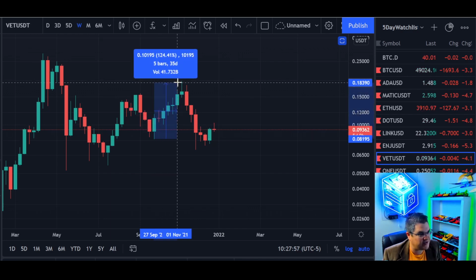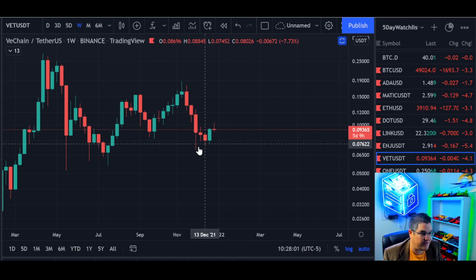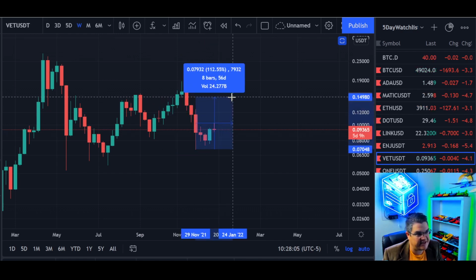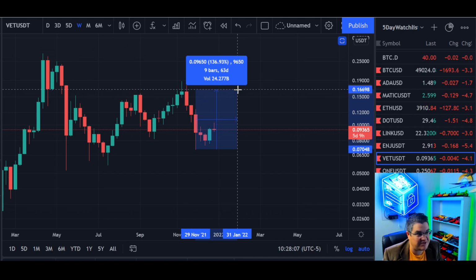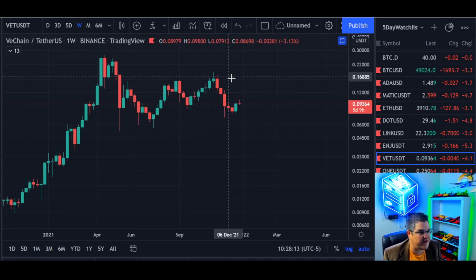So from the bottom to the top, that was a nice move, 131%. So say from the bottom, say we go from here, say another 131% move. So that would take us all the way back up to almost these highs, right? So that would take us back to 16 cents roughly. So I think most people would be pretty happy with that.